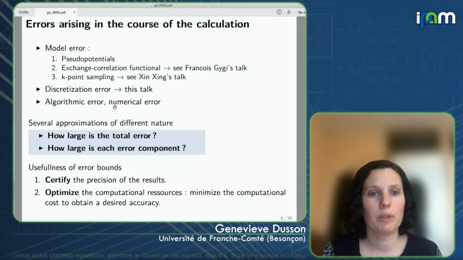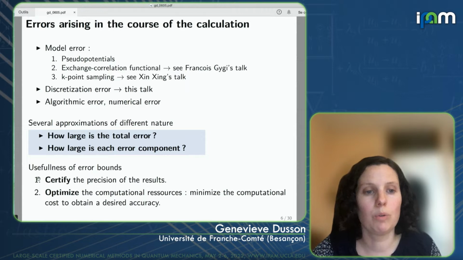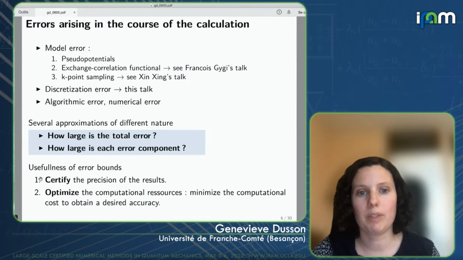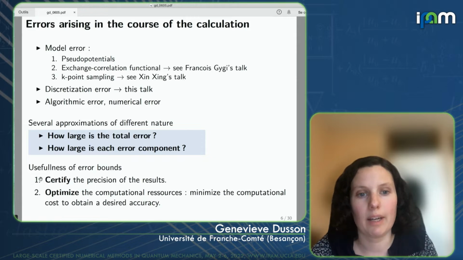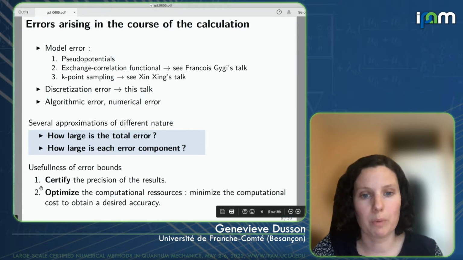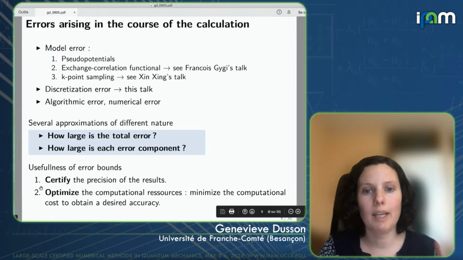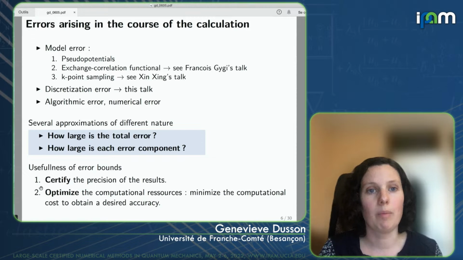And so answering these questions is useful for at least 2 reasons. The first reason is that it would allow us to certify the precision of the results, so adding basically error bars to the results that are obtained, and then also to optimize the computational resources. And so in a way, minimize the computational cost that is needed to obtain some accuracy.